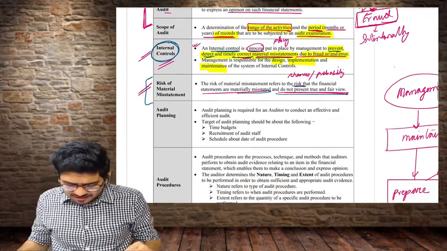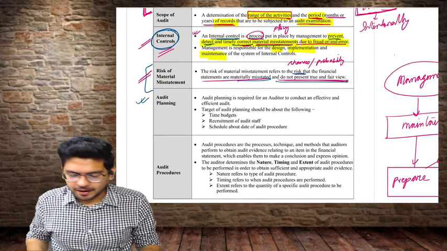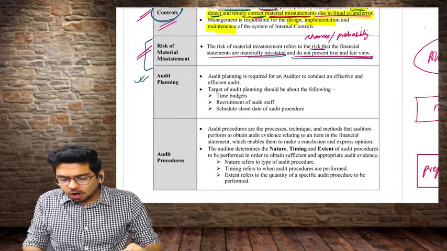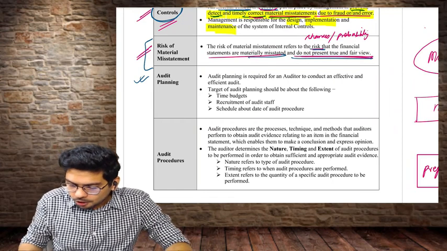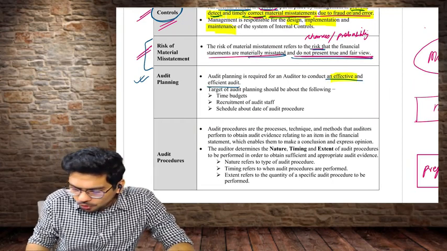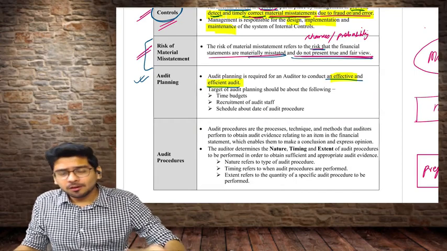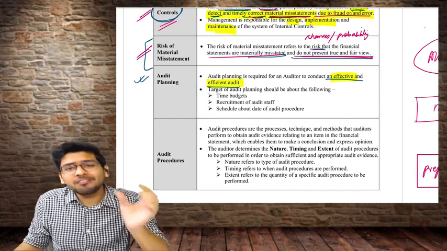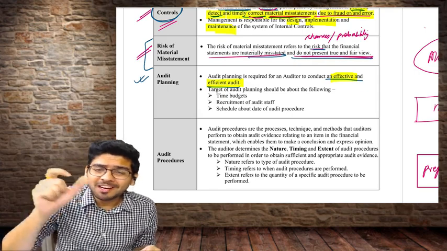Now, let us start with the word audit planning. What is audit planning? See, audit planning is required for an auditor to conduct an effective and efficient audit. Why do we need to do a planning beforehand? So that our audit is effective and efficient.